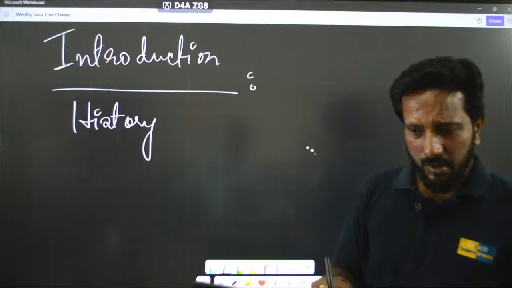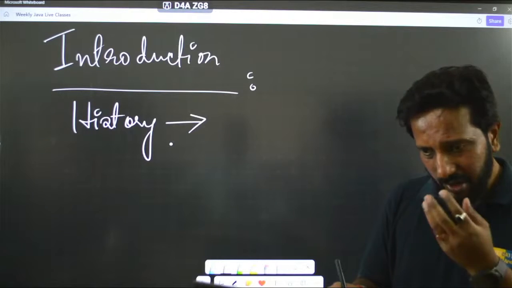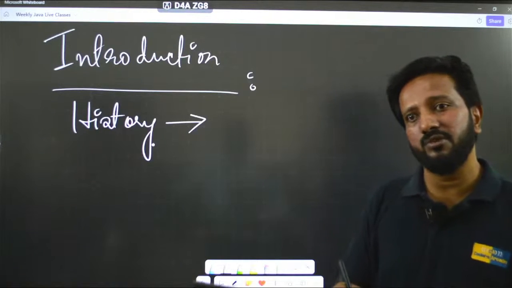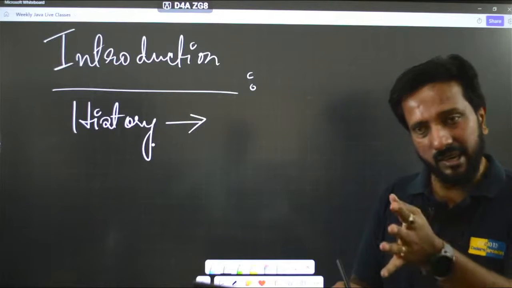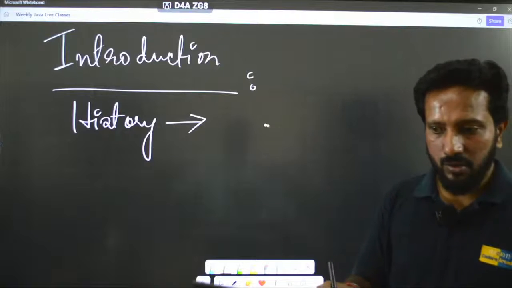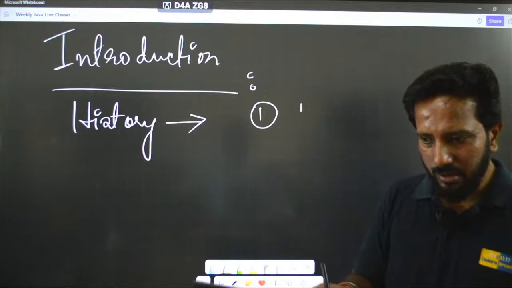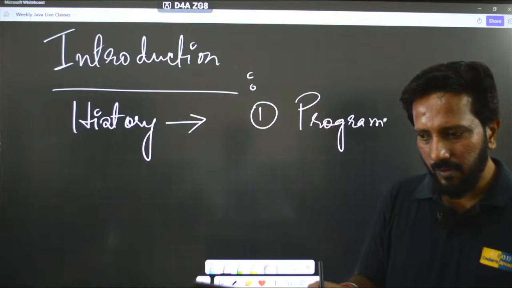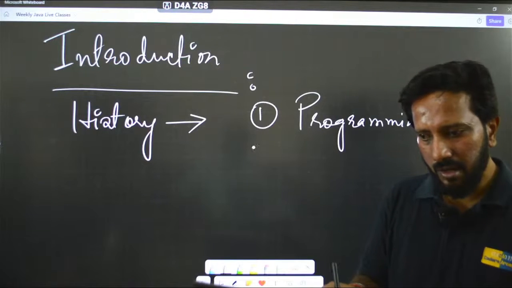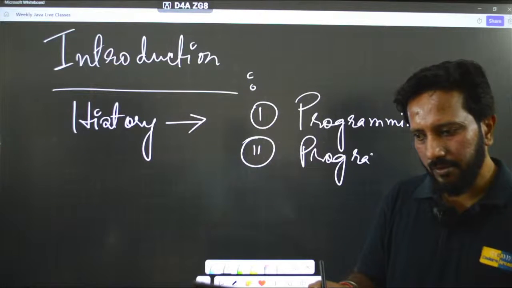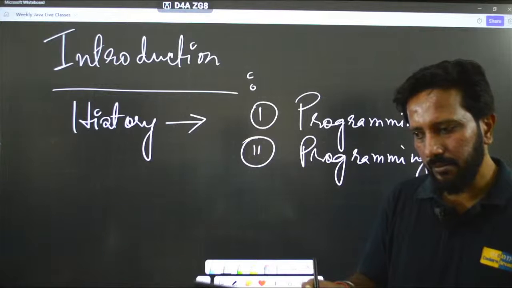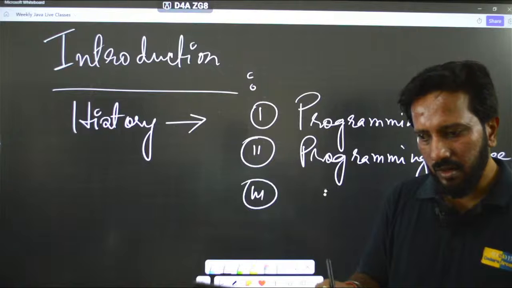Fine. So before that, guys, whenever we are starting to learn any programming language, we should know about three very important concepts. Then only we should go ahead on the path. So first of all, I want to tell you about three important concepts: programming, the second one is programming language, and the third one is program.